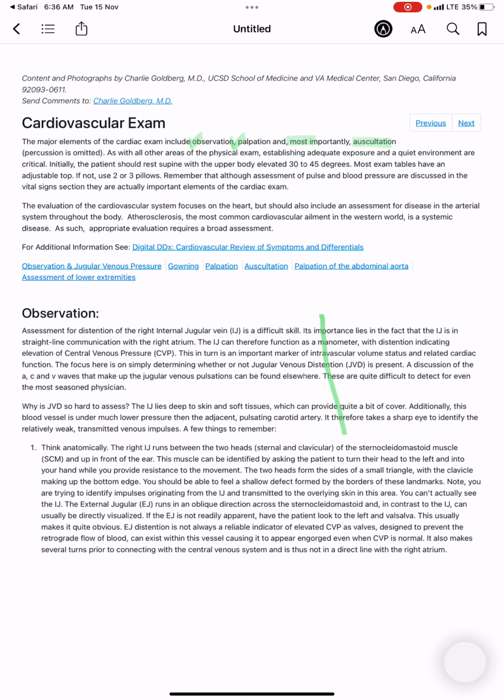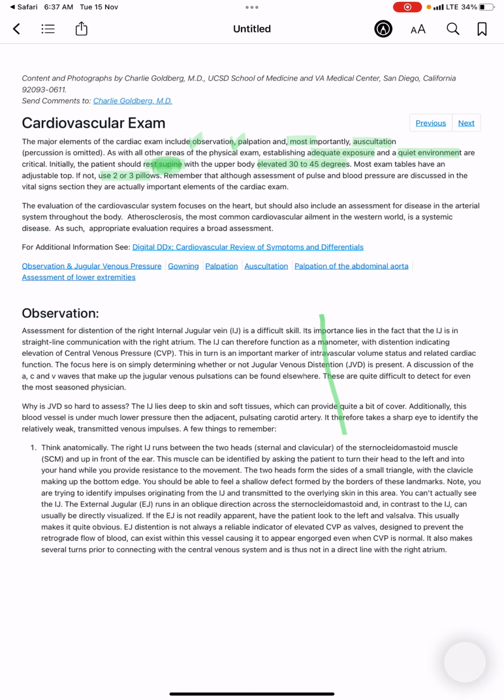So the major elements of the cardiovascular examination include observation, palpation, and auscultation. As with all other areas of the physical exam, adequate exposure and a quiet environment are critical. Initially the patient should rest supine, with the body elevated 30 to 45 degrees. Most exam tables have an adjustable top. If not, use 2 or 3 pillows.